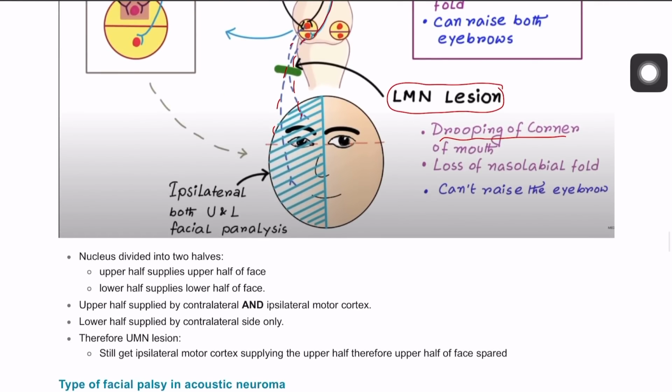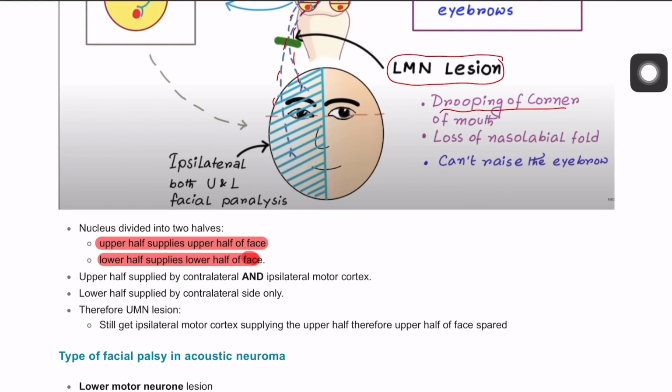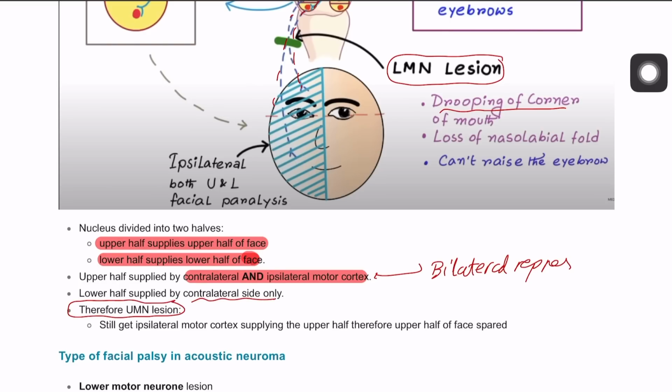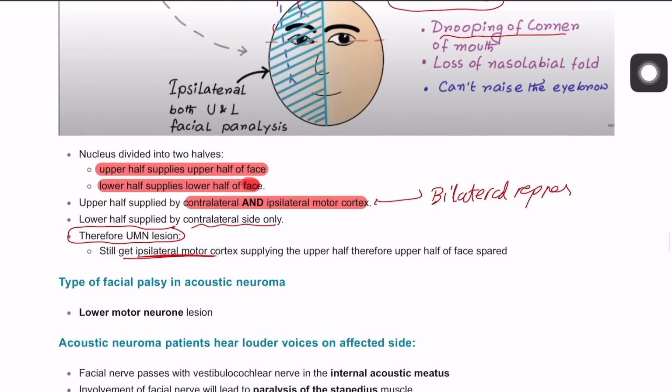The nucleus is divided into two halves: the upper half to the upper half of the face, and the lower half to the lower half of the face. The upper half is supplied by the contralateral and ipsilateral motor cortex, so like we said earlier, it has bilateral representation. The lower half of the face is supplied by the contralateral side only. Therefore, in an upper motor neuron lesion the upper face still gets the ipsilateral motor cortex, and this is why in upper motor neuron lesions only the contralateral lower face is affected.